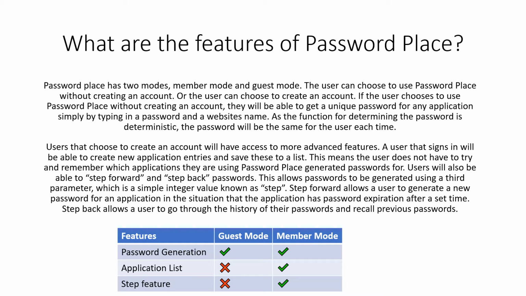Users will also be able to step forward and step back passwords. This allows users to generate passwords using a third parameter, which is a simple integer value known as step. Step forward allows users to generate a new password for an application in the situation that the application has password expiration after a set time. Step back allows users to go back through the history of their password and recall previous passwords.